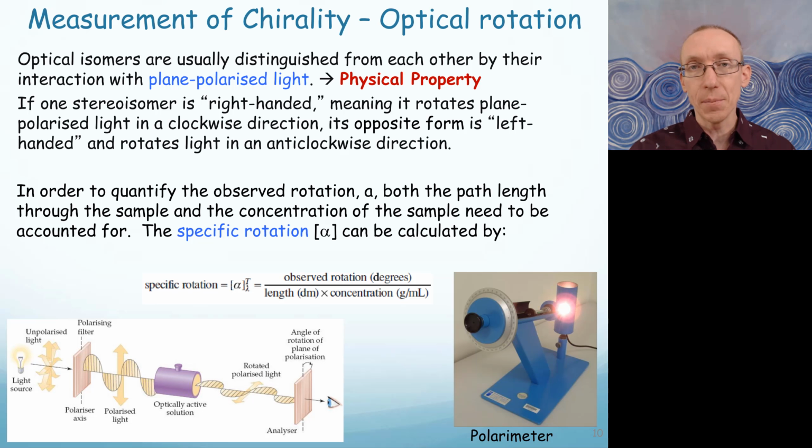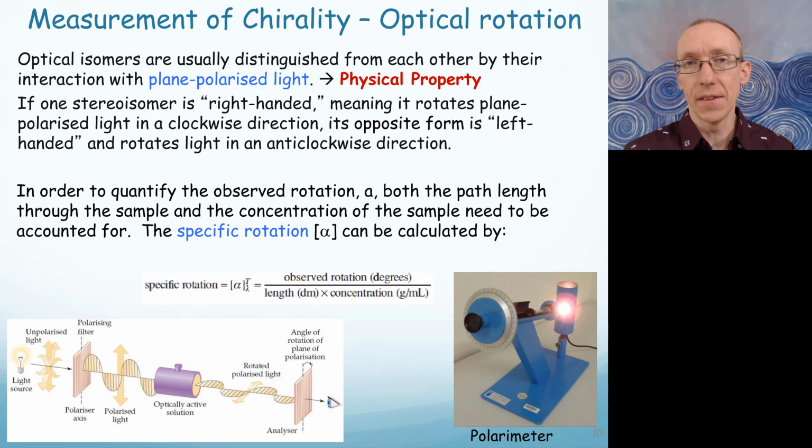And so one enantiomer will bend the plane polarized light in one direction, for example, clockwise, whereas the other enantiomer will bend the plane polarized light in the opposite direction, anti-clockwise. So that's anti-clockwise for me. Maybe for you as the viewer, it's clockwise. So the one enantiomer always bends the light in the opposite direction to the other enantiomer.